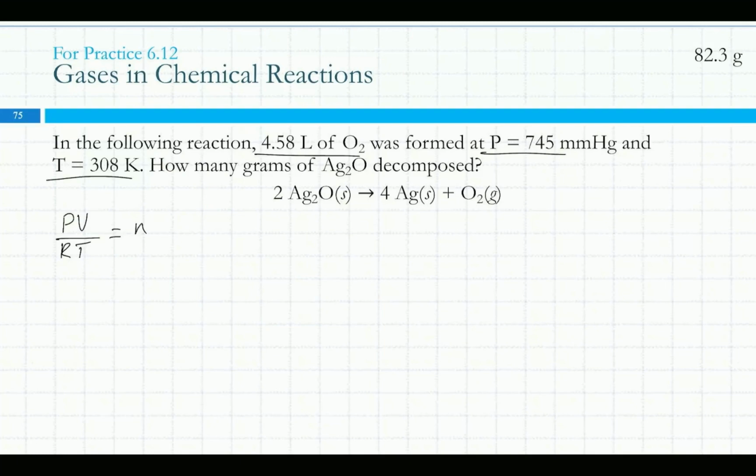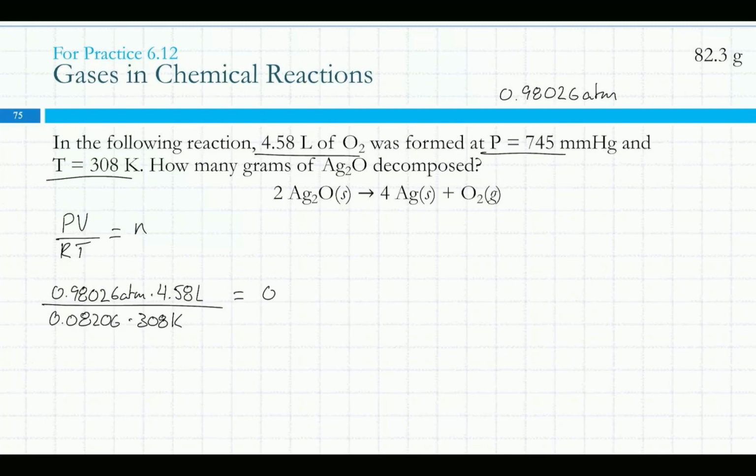And then this pressure needs to be converted. 0.9826 atmospheres times 4.58 liters divided by 0.0821 times 308 Kelvin. So just calculating the number of moles of oxygen first. So that's 0.1776, and so on.